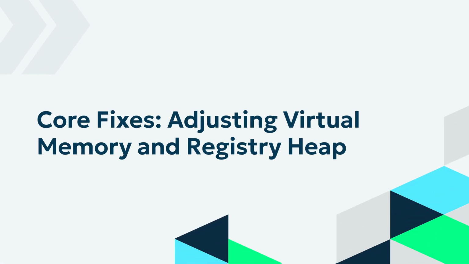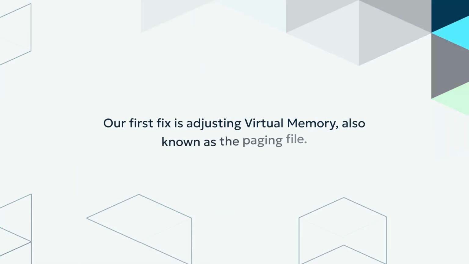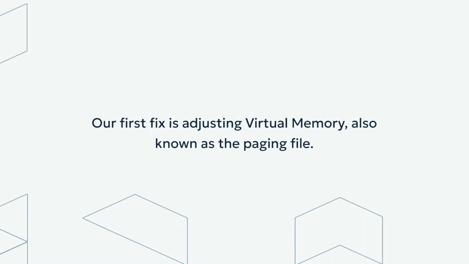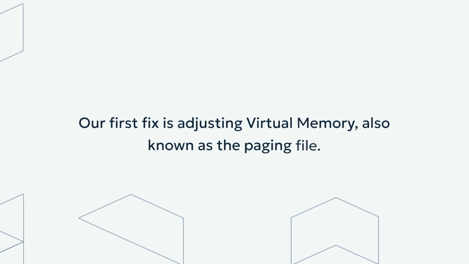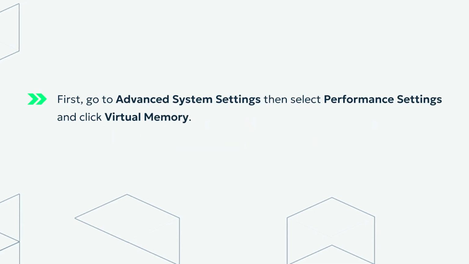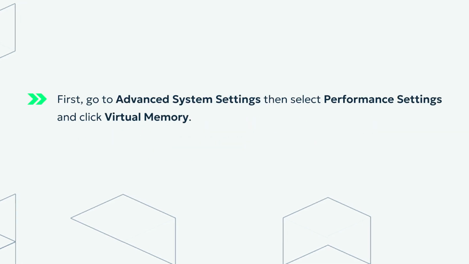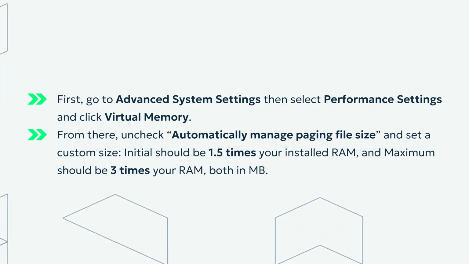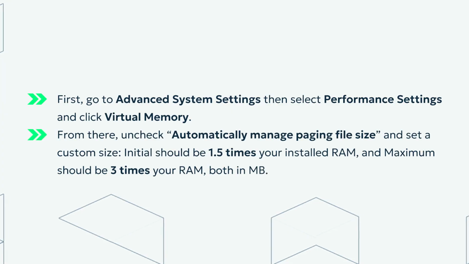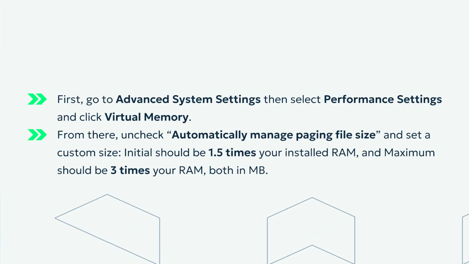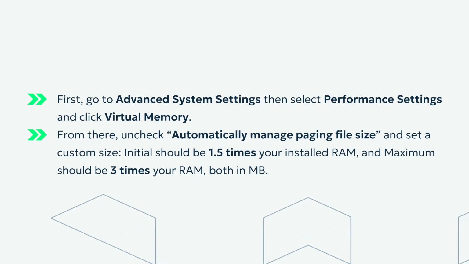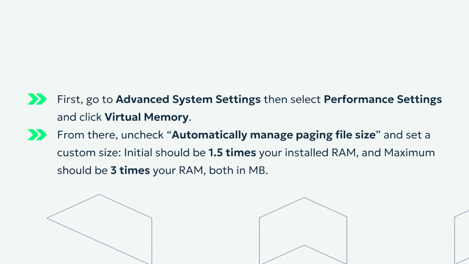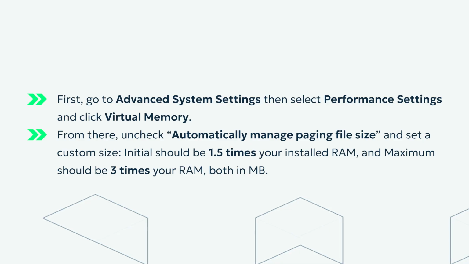Core fixes: adjusting virtual memory and registry heap. Our first fix is adjusting virtual memory, also known as the paging file. First, go to Advanced System Settings, then select Performance Settings and click Virtual Memory. From there, uncheck Automatically Manage Paging File Size and set a custom size. Initial should be 1.5 times your installed RAM, and maximum should be 3 times your RAM, both in megabytes.